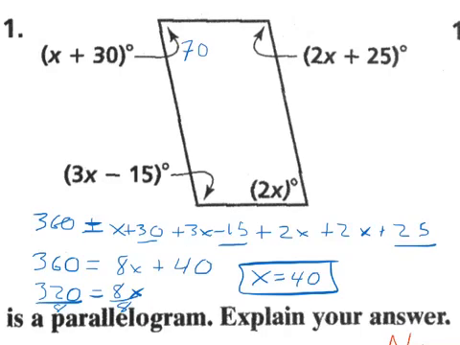And I'm going to go ahead and check this angle right here, because if these two opposite angles are congruent, then we know this is a parallelogram. If they're not, then it's not a parallelogram. So let's see. 2x, 2 times 40 is 80. So these two things are not congruent, therefore, no, this is not a parallelogram. As much as it looks like one, it's not.